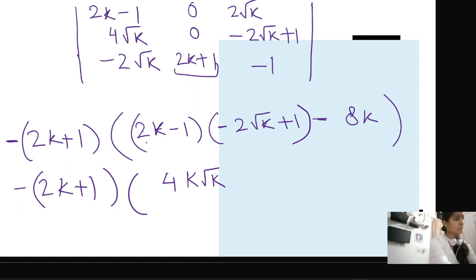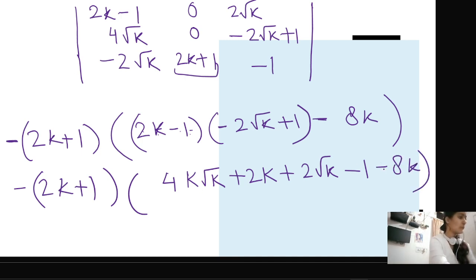Okay, and then we are getting plus 2k, then plus 2 root k, then minus 1, minus plus 2k minus plus minus, yeah, minus, and then minus 8k. Okay. So from here we are getting this 6k, and this will become here.